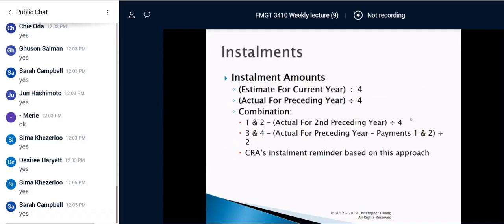Okay, and the key thing here is, no matter what, whether you use preceding or combo method, the total amount you pay is always equal to the preceding year's tax. So in the case of 2019, the total amount paid will always equal the total amount of tax owing in 18. Okay? Does that make sense?